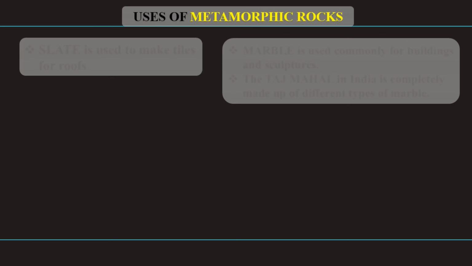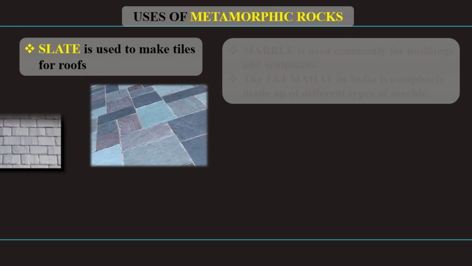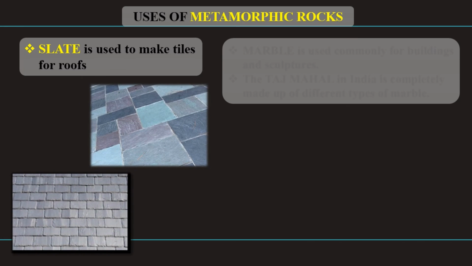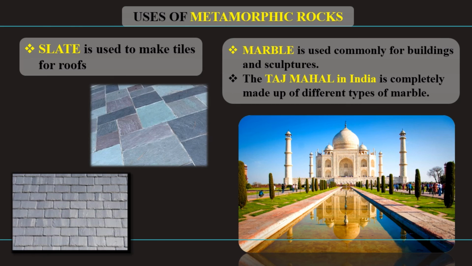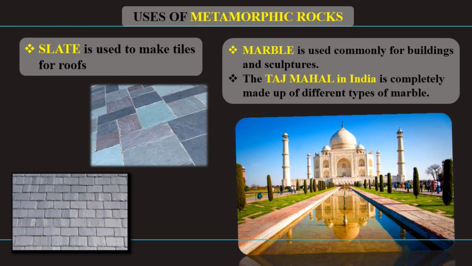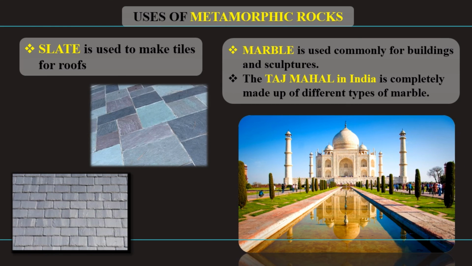For the uses of metamorphic rocks, like slate, which can be used to make tiles for roofs. Here are some photos showing slate used as tiles for roofs. Another example of metamorphic rocks is marble. Marble is used commonly for buildings and sculptures. The good example of this is the Taj Mahal in India, which is completely made up of different types of marble.